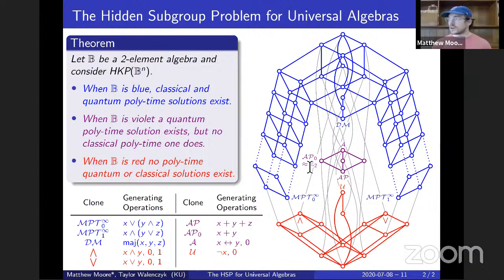Yeah, that's entirely reasonable. That's entirely reasonable to guess. For the blue one, the blue are precisely the congruence distributive algebras. The result in the paper extends as long as you have the product of simple congruence distributive algebras. That's an entirely reasonable conjecture.